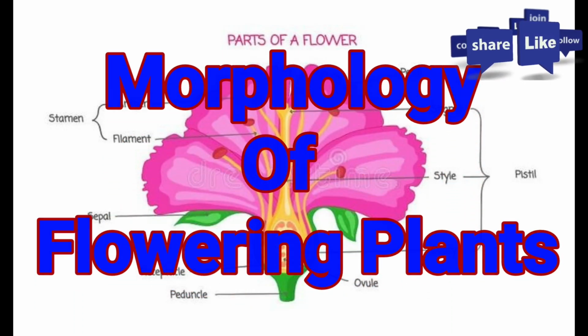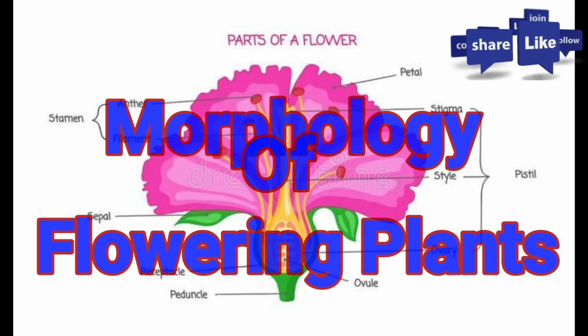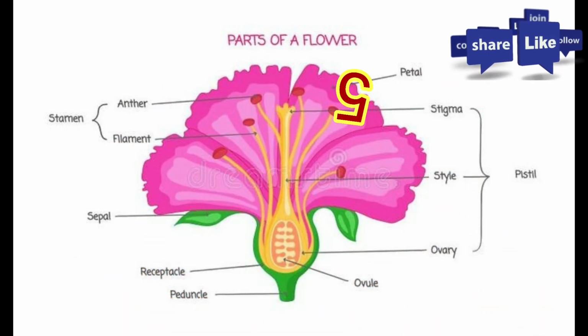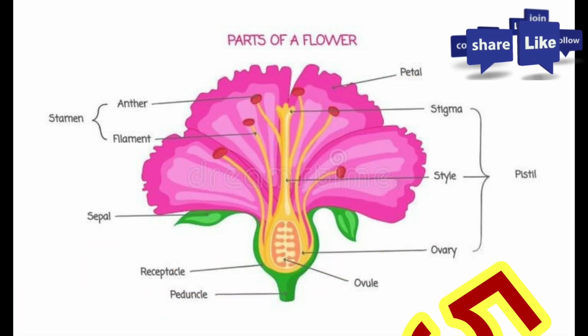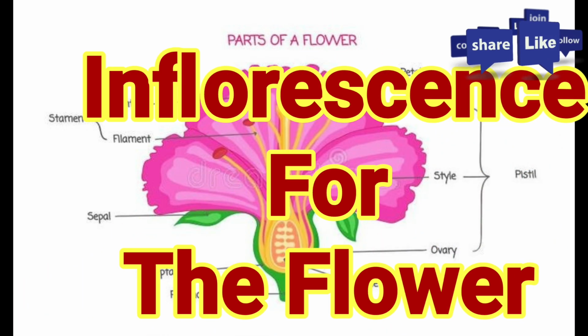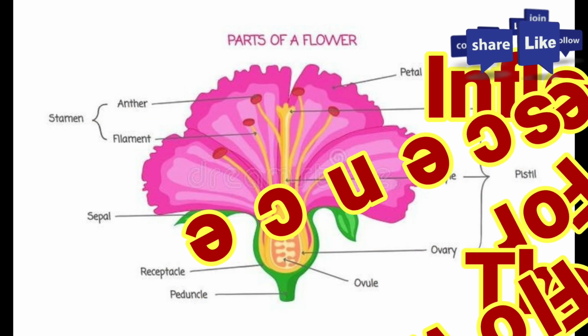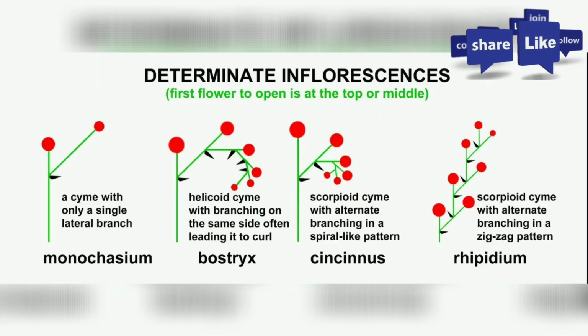Let's discuss the morphology of flowering plants. Today I am going to discuss the inflorescence. So what is the meaning of the inflorescence for the flowers? Inflorescence is known as the arrangement of flowers on the floral axis.